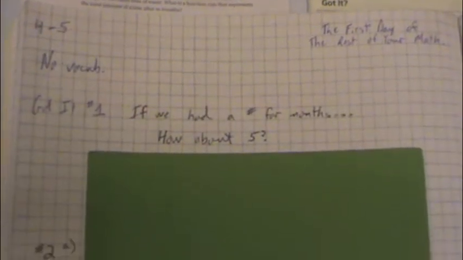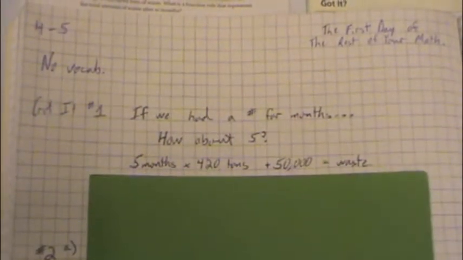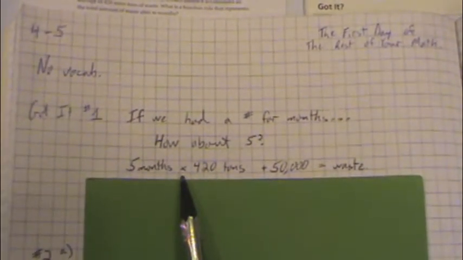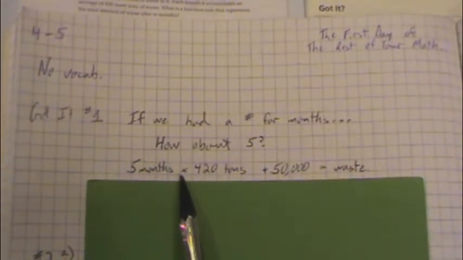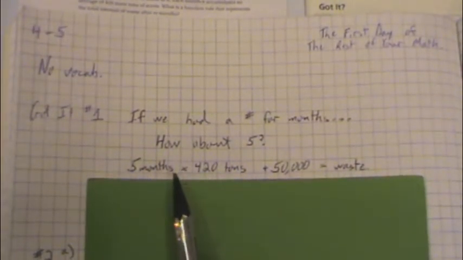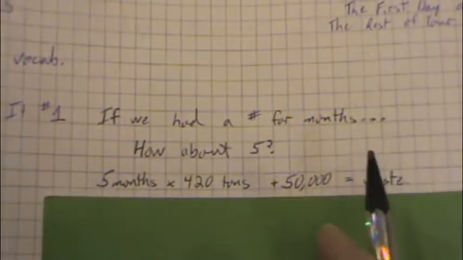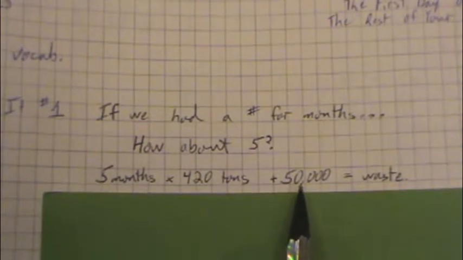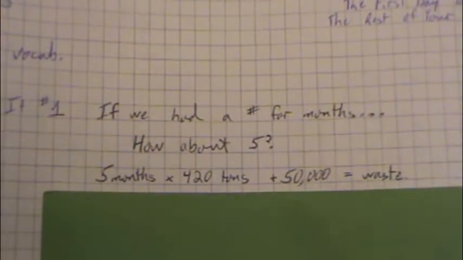All right. If only we had a number for the month's worth of garbage that we're trying to figure out. Well, why don't we use 5? No reason not to. So if we have 5 months' worth of garbage, and then we just start adding in the numbers that they give us in the problem. Every month is 420 tons of waste, so 5 months times 420. And we already have 50,000 tons of waste, so we have to add that in. That equals our total waste.